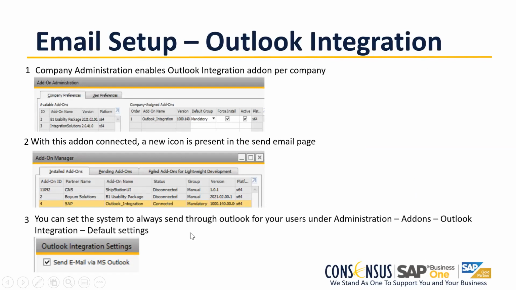There's a setting down here when you have Outlook integration running. You can have Outlook integration running, but that doesn't mean that you have to send it through Outlook. It gives you the option. But there's a setting down here, which is a per user setting, where you can tell it, hey, I'm always going to want to send it through Outlook integration. So go ahead and have this marked by default for me. And that's here under administration, add-ons, Outlook integration, default settings. Like I said, it's a per user setting. So each user would have to make this choice at least one time.